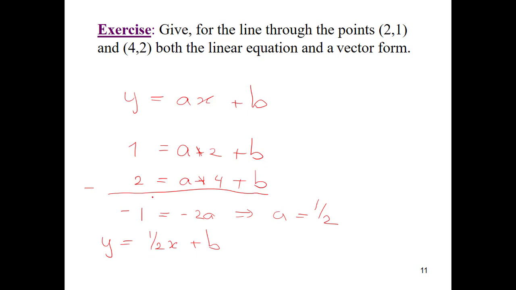Let's use this in one of the equations. So 1 equals a half times 2 plus b. So 1 equals 1 plus b. That means b should be 0. So the total equation becomes y being a half times x. And you see now, because the b is 0, that this is a line going through the origin. Check this for yourself.